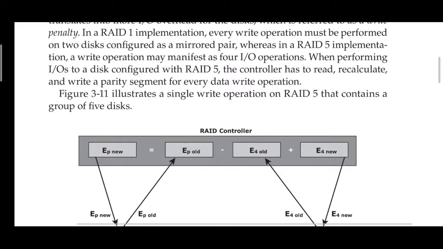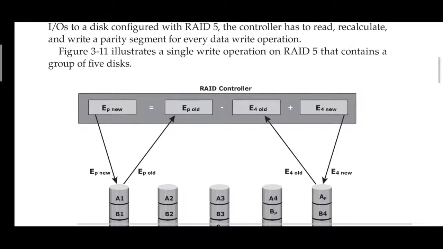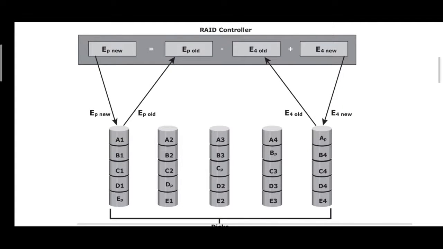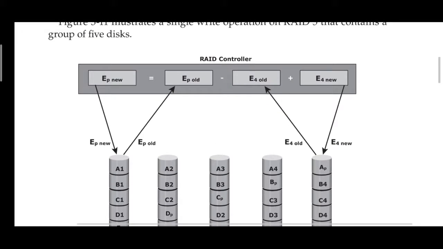Here is a diagram which illustrates a single write operation on RAID 5 that contains a group of 5 disks. The 5 disks are A, B, C, D and E. We are performing the operation on RAID 5. RAID 5 is parity only, an improved version of RAID 3 and 4. There is no dedicated disk to store the parity value. Parity will be stored randomly. Please remember the difference between RAID 5 and RAID 6. In RAID 5, we have single parity, whereas RAID 6 has dual parity.